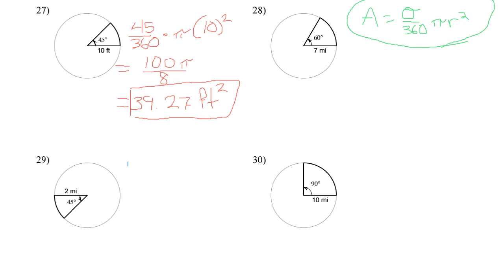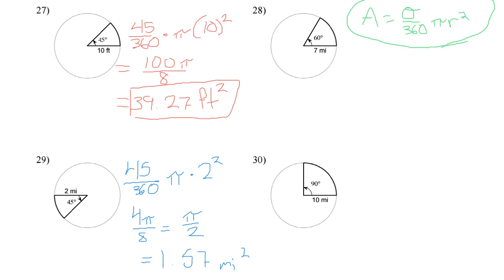In the second one, we have the same angle, so 45 over 360. Again, that's going to be 1/8. And we're multiplying this by pi times 2 squared, okay? So that 2 squared is going to be a 4, which makes things a little easier. We have 4 pi over 8, which is just half of pi. Now, if we wanted to get a decimal for that, we can multiply that in a calculator, and it gives us 1.57 miles squared. So this is about 1.57 square miles.